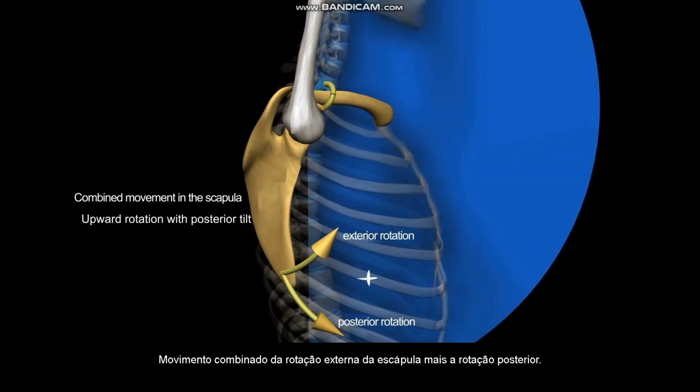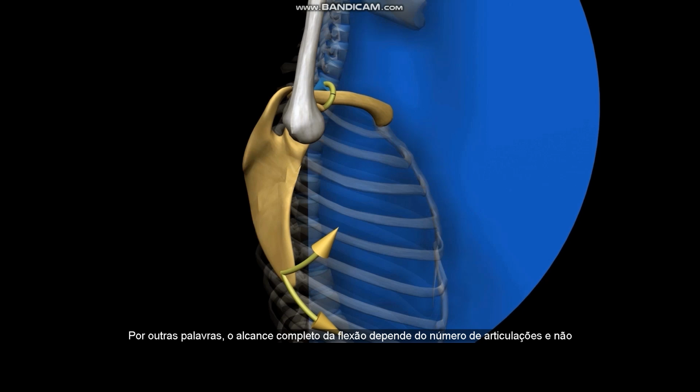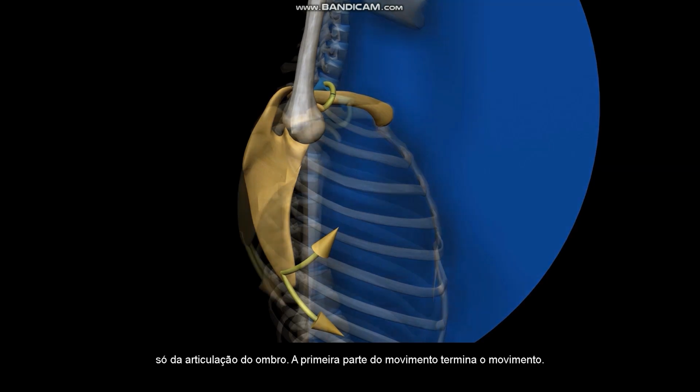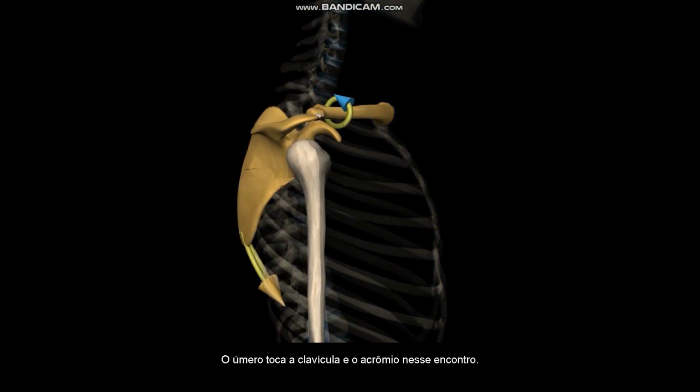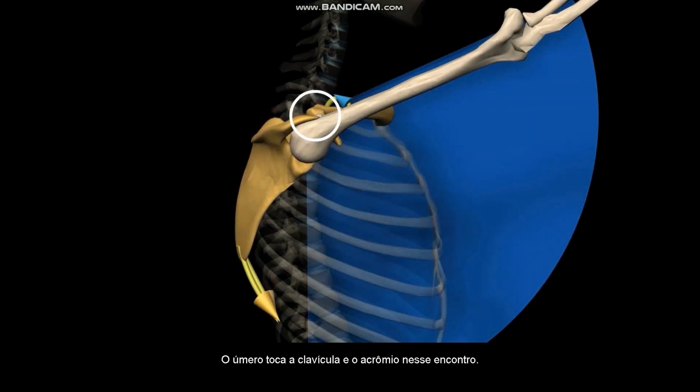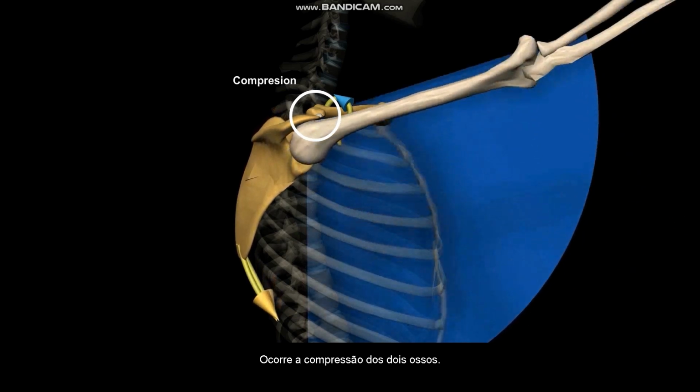Combined movement in the scapula: exterior rotation plus posterior rotation. In other words, full flexion range depends on a number of joints and not only on the shoulder joint. The first part of the movement ends when the humerus touches the clavicle and the acromion. At this meeting of the two bones, compression occurs.